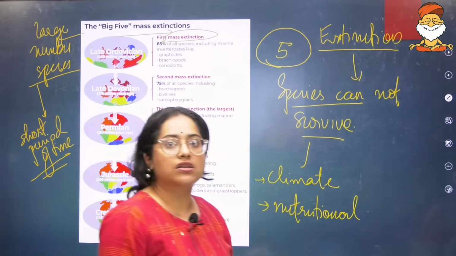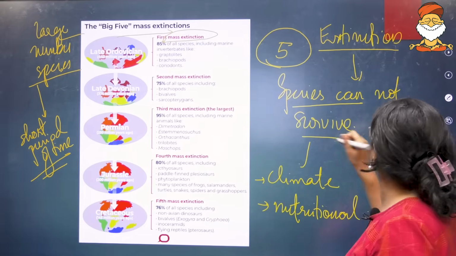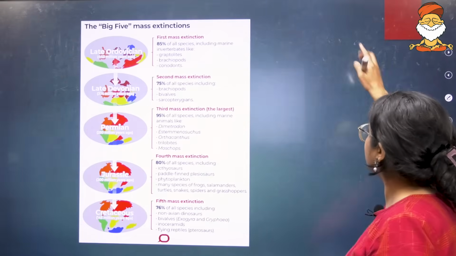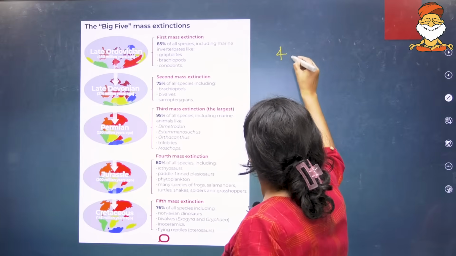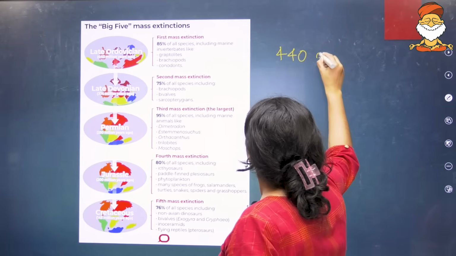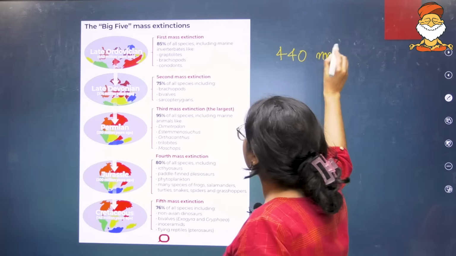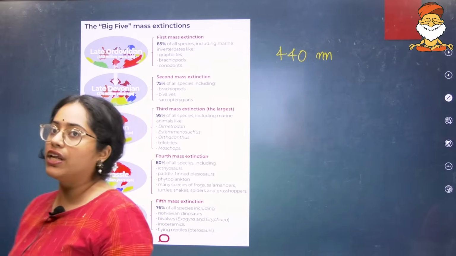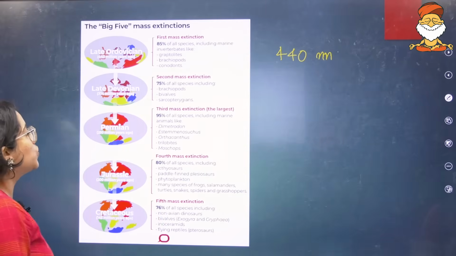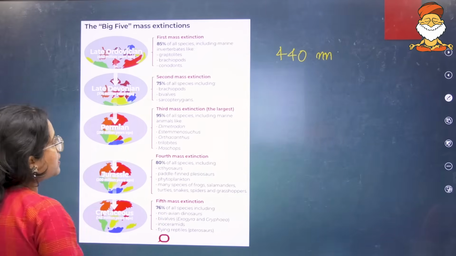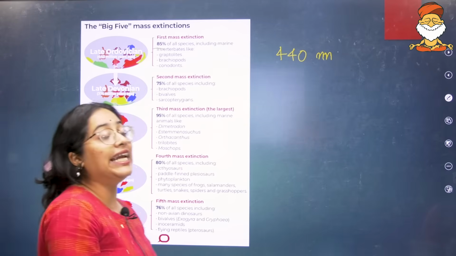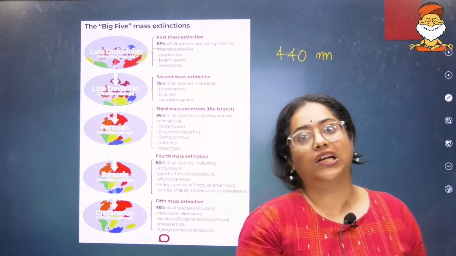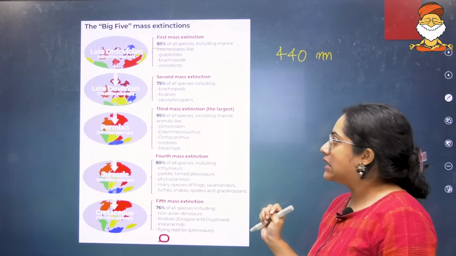The first mass extinction happened almost, just clearing the slide so that you can see the rest. The first mass extinction happened over 440 million years ago. So that is important. 440 million years ago, it was called the first mass extinction. And in that first mass extinction, you can see 85% of all of the existing species went extinct.